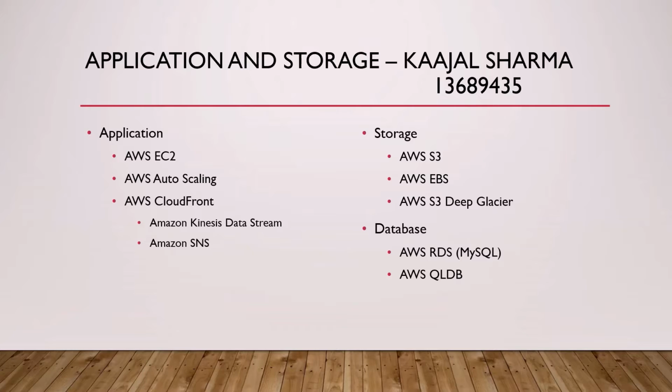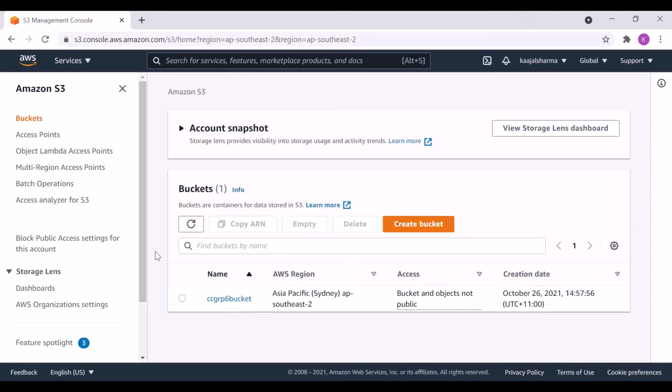the application. So to account for the application module, I used AWS EC2, Autoscaling, and CloudFront integrated with Amazon Kinesis and SNS. Similarly, storage comprised of AWS S3, EBS, S3 Glacier, RDS, and QLDB. I will now showcase these configurations, starting with Amazon S3.